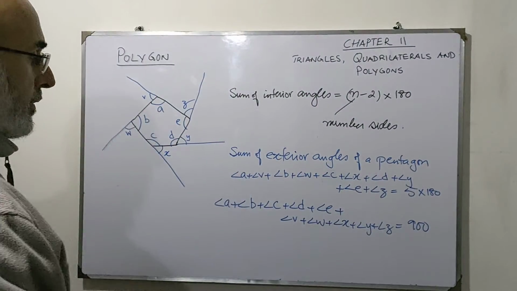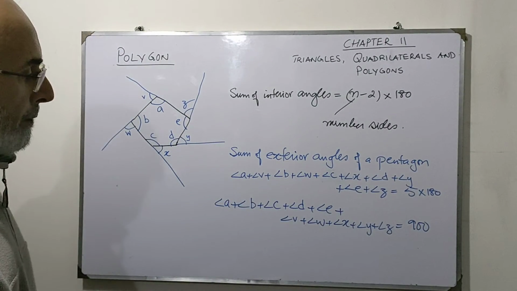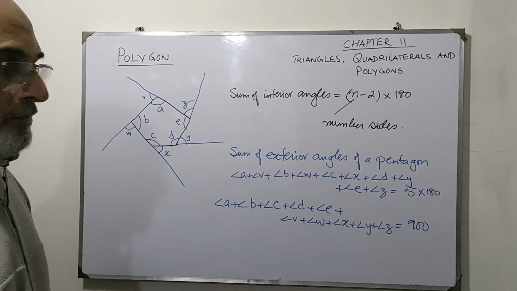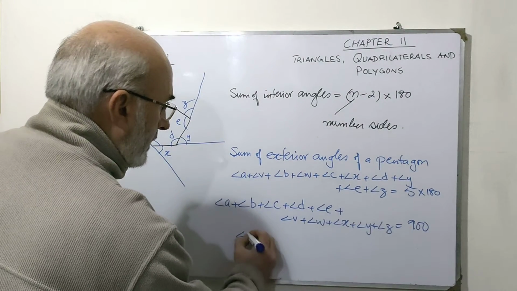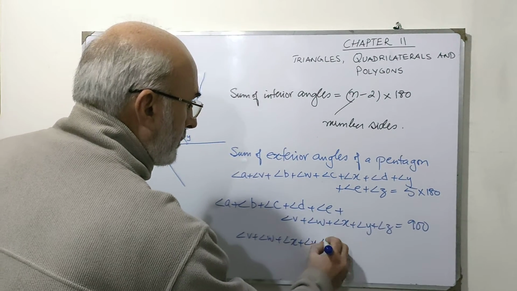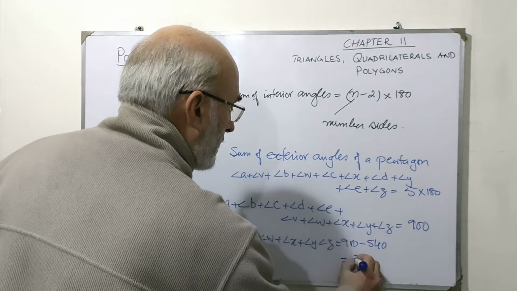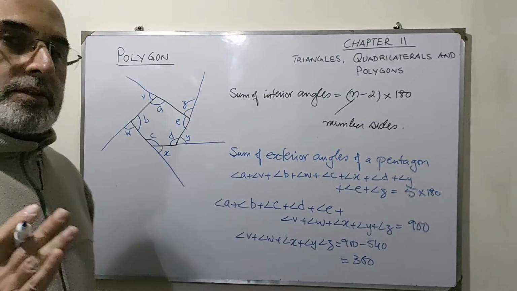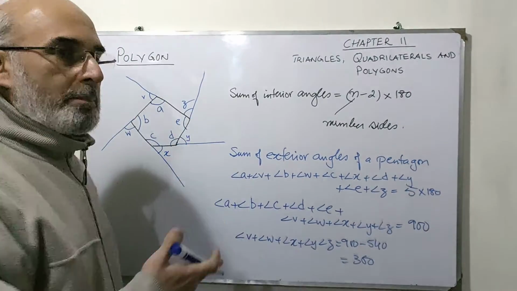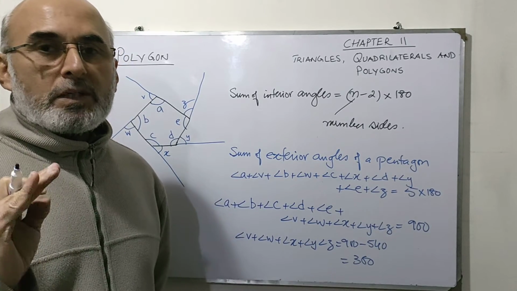Okay. Now the sum of interior angles of a pentagon is equal to 540. Okay. So the exterior angles are 900 minus 540, which is equal to 360. Okay. Now the sum of exterior angles of a triangle was 360. The sum of exterior angles of a pentagon is equal to 360, and you can try for any quadrilateral. It's going to be 360.